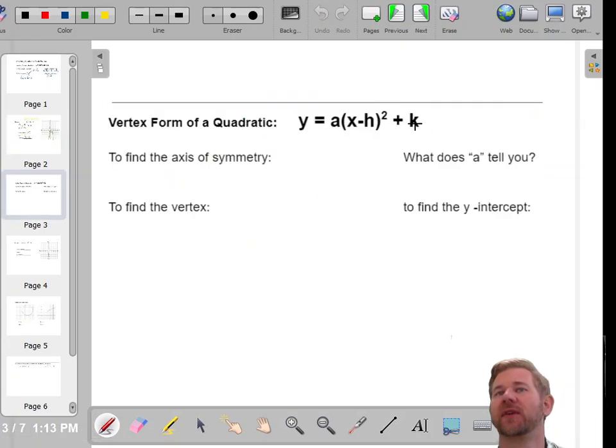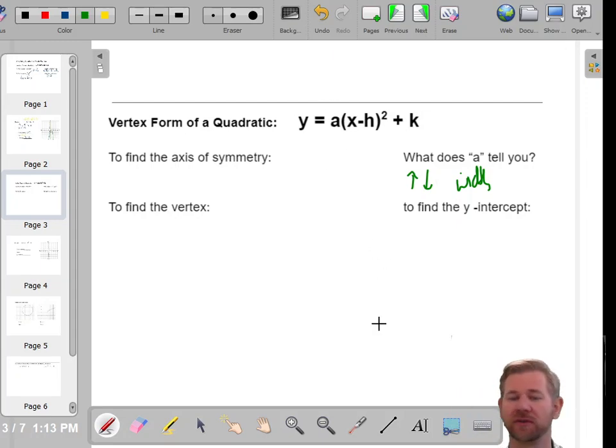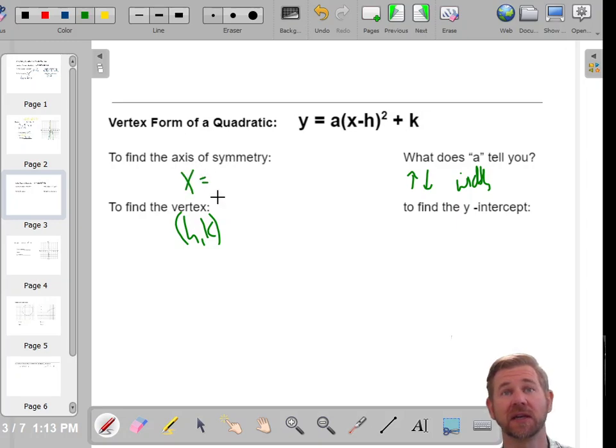So vertex form looks a little different. You have a out front, and a does the same thing. It tells you whether it's up or down, and it also tells you the width. So a is the exact same, but in vertex form, you don't need to use a formula. You can just see the vertex is (h, k). So the vertex is (h, k). And since the vertex is always on the axis of symmetry, whatever h is, that's the axis of symmetry.